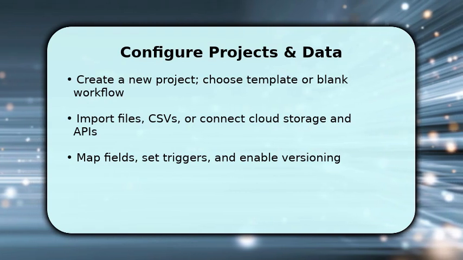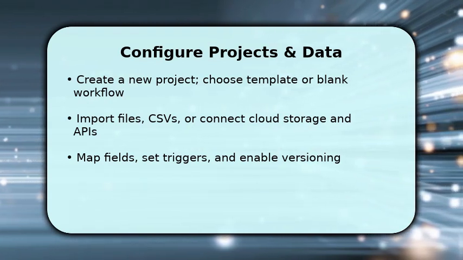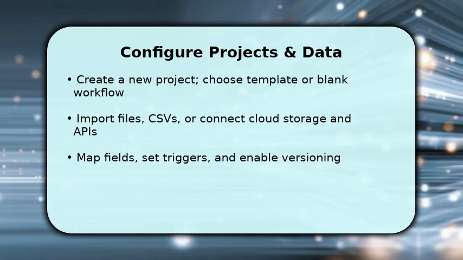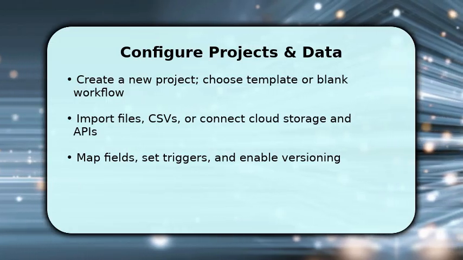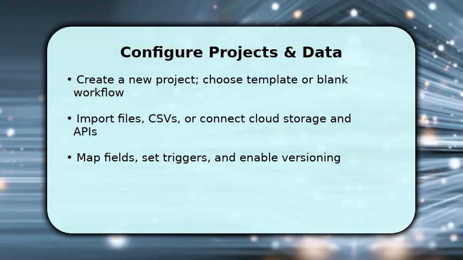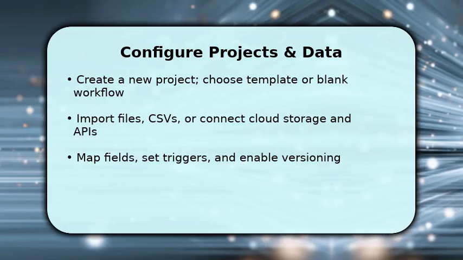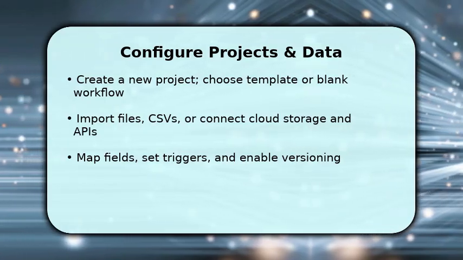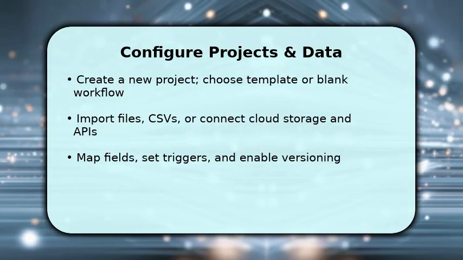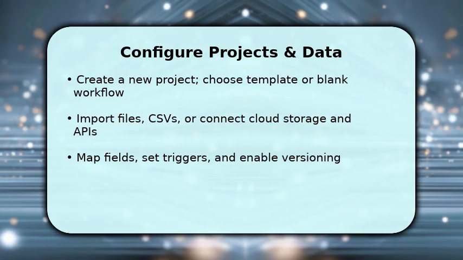Create a project and select a template that matches your workflow, or start blank for full control. Next, import data from local files or connect cloud storage and APIs. Map fields carefully so outputs stay consistent. Once data is in, set triggers and automation rules to run tasks automatically and enable versioning so you can revert changes. Monitoring the first run helps you catch mapping errors early.